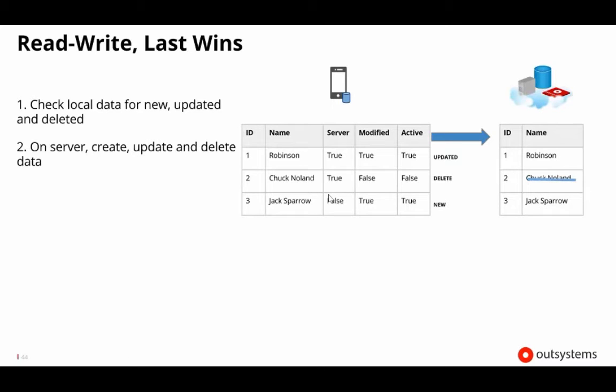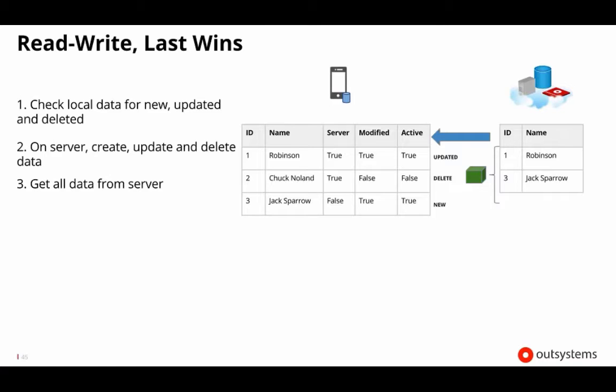The next step is to send information to the server, and on the server side, we need to create, update, and delete data. Probably this was a little quick, so let's take a look. Crusoe will change to Robinson. Chuck Nolan is going to be deleted. And Jack Sparrow wasn't there, and now he is. But now we need to close the loop, because we need to get all the synced data again from the server.